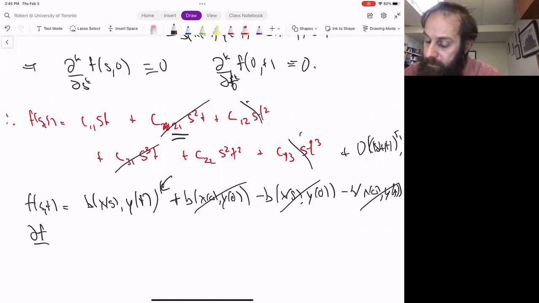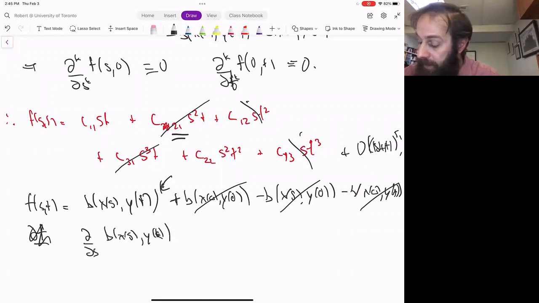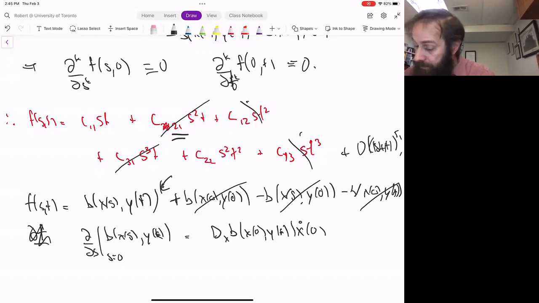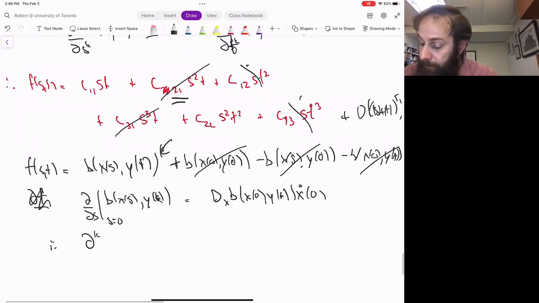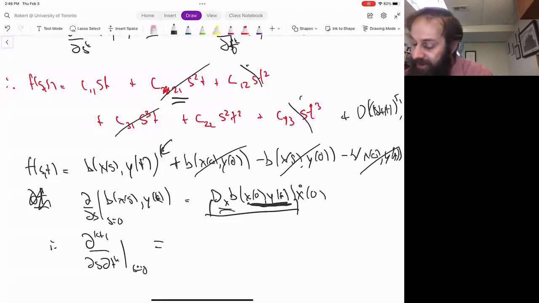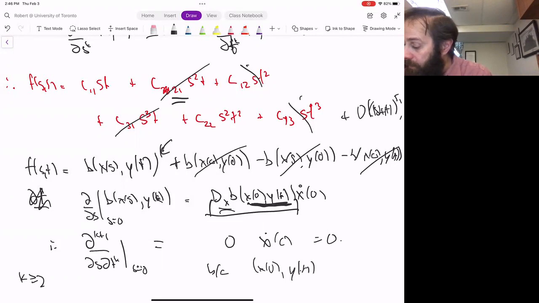Let me take a derivative of that with respect to s, say, and then maybe set s equals 0. So what am I going to get? I'm going to get the x derivative of b at x0, y(t), times x dot of 0. And then no matter how many t derivatives I take, the first two, because the equation for this thing to be a B segment says that two t derivatives of this vanish. So as soon as k is bigger than or equal to 2, this is equal to 0, because x(t), y(t) is a B segment.